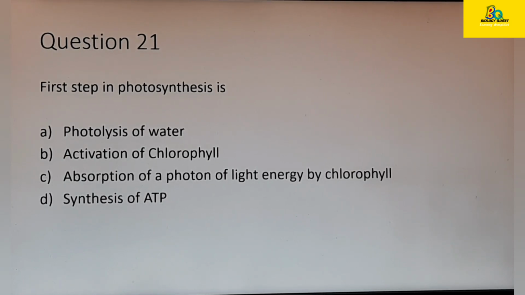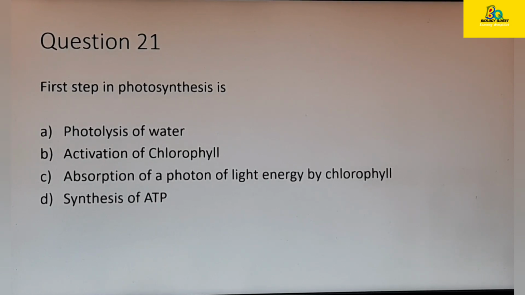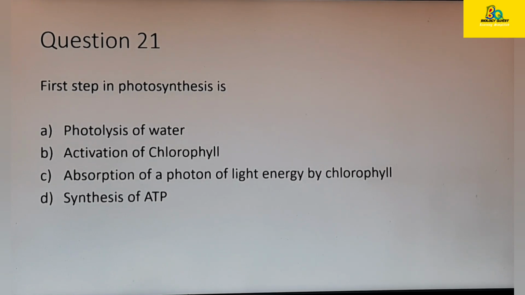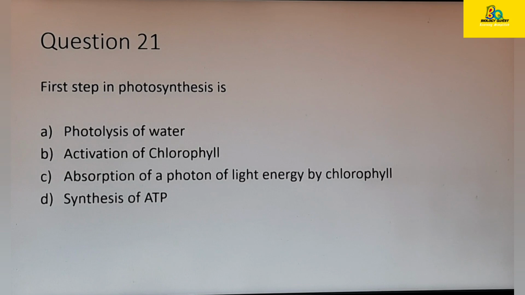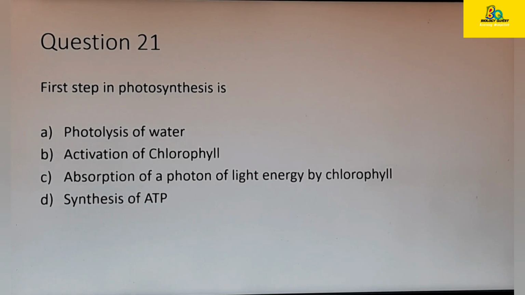Photosynthesis comprises two phases, the light dependent phase and the light independent phase. Okay, in the light dependent phase, that is the light reaction or the photochemical reaction, what is the first step in photosynthesis? If such a question comes, what is it? The first step in photosynthesis is the absorption of a photon of light energy by the chlorophyll pigment. As a result of this absorption of light energy by the chlorophyll pigment, it gets activated.